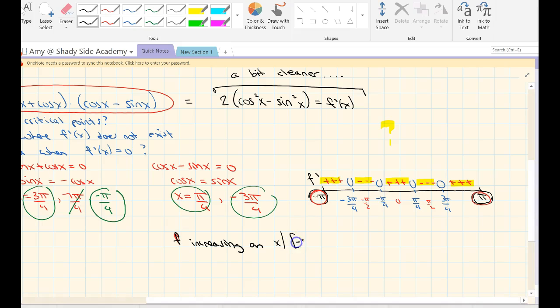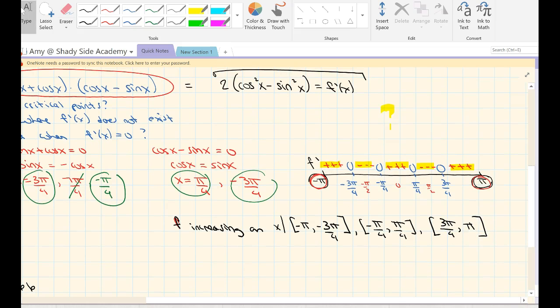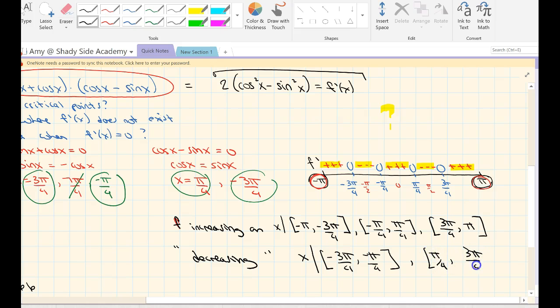All right, here we go. Negative pi to negative 3 pi over 4, inclusive. Negative pi over 4 to pi over 4, inclusive. And 3 pi over 4 to pi, inclusive. Okay? F is decreasing on the interval of x from negative 3 pi over 4 to negative pi over 4, inclusive. And pi over 4 to 3 pi over 4, inclusive.